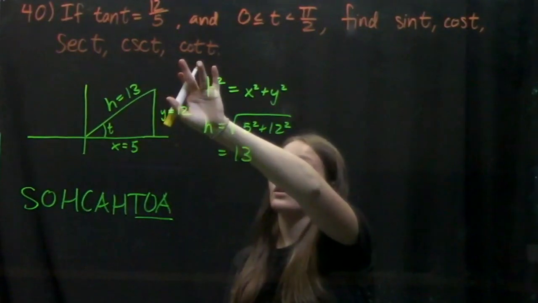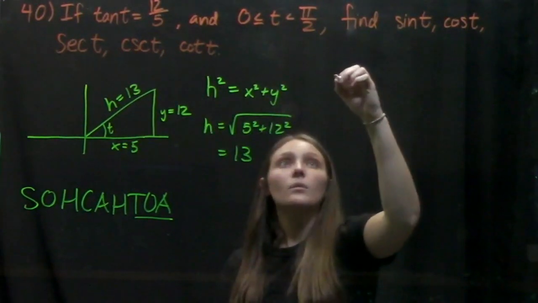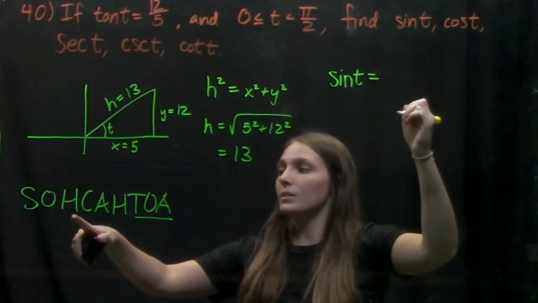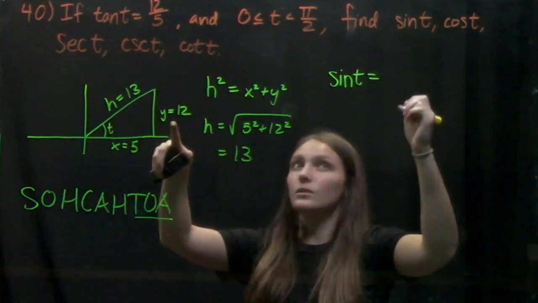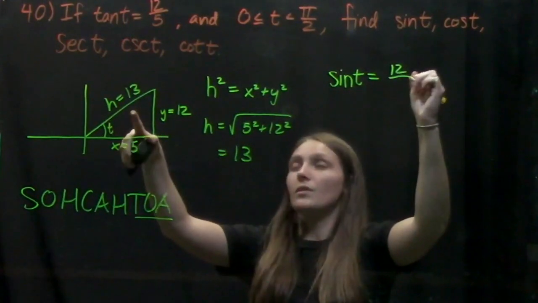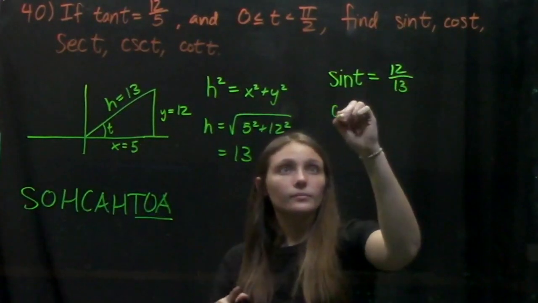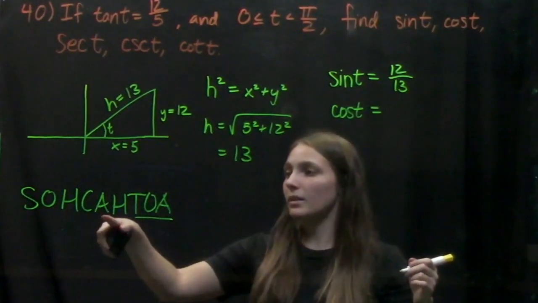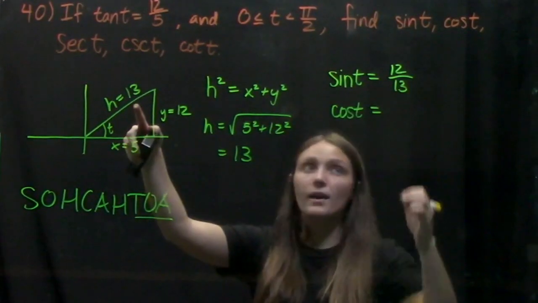secant, cosecant, and cotangent. So we know we've got sine of t equals the opposite over the hypotenuse. So we're going to take the opposite, 12, over the hypotenuse, 13. Done with sine, we're moving on to cosine. Cosine is going to be the adjacent over the hypotenuse, so we get 5 over 13.